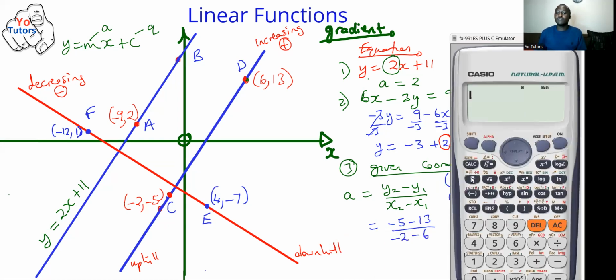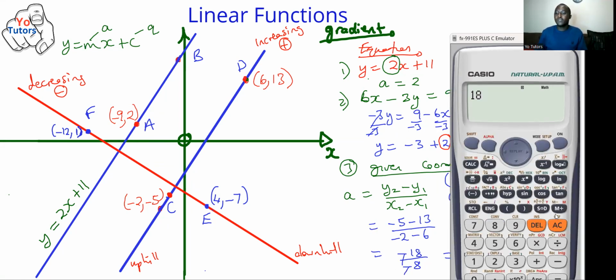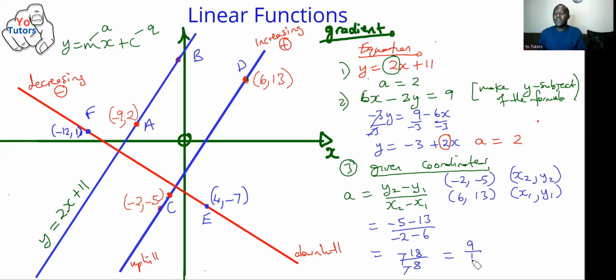Okay, so let's see what we get. -5 minus 13 is going to be -18. Then -2 minus 6 is going to be -8. That's going to be our value there, which is equal to 18 over 8. Dividing by 2, we get 9 over 4. So our gradient there is 9 over 4. So we can see how we get the gradient given the points, given the equation. That's how you get your gradient.